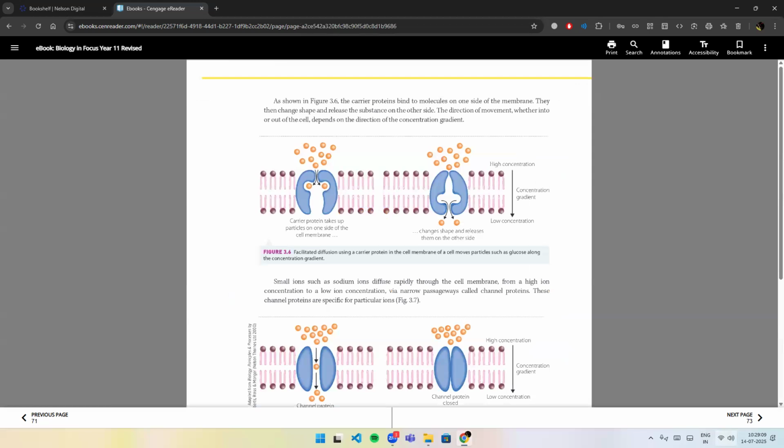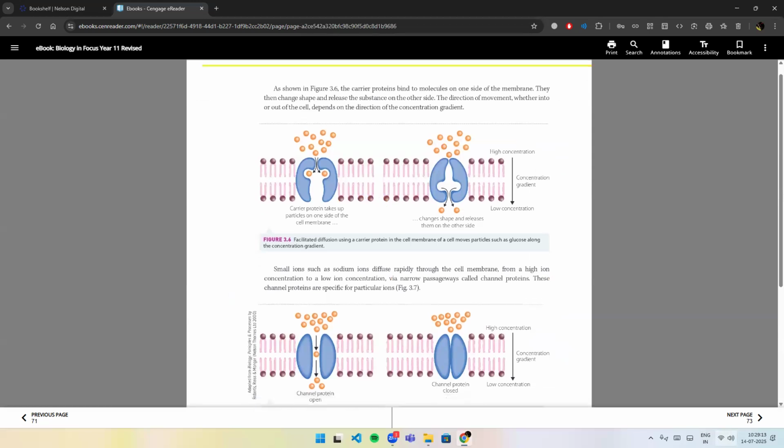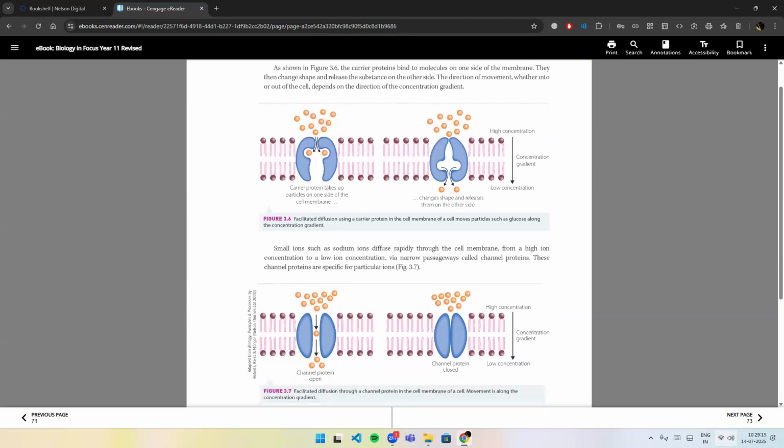As shown in figure 3.1, the carrier proteins bind to molecules on one side of the membrane. They then change shape and release the substance on the other side. The direction of movement, whether into or out of the cell, depends on the direction of the concentration gradient.